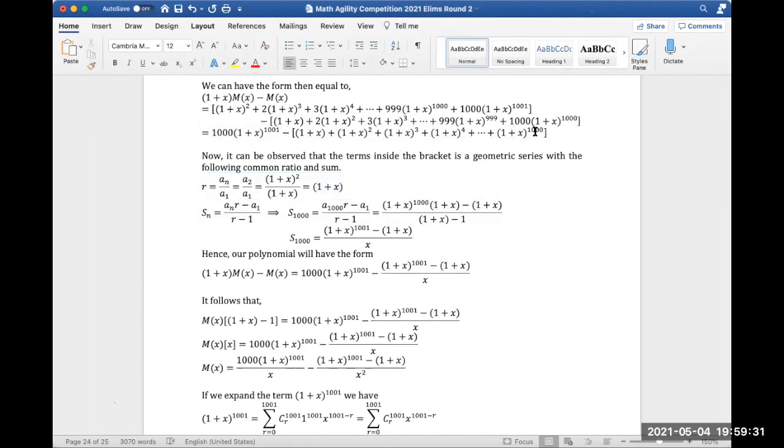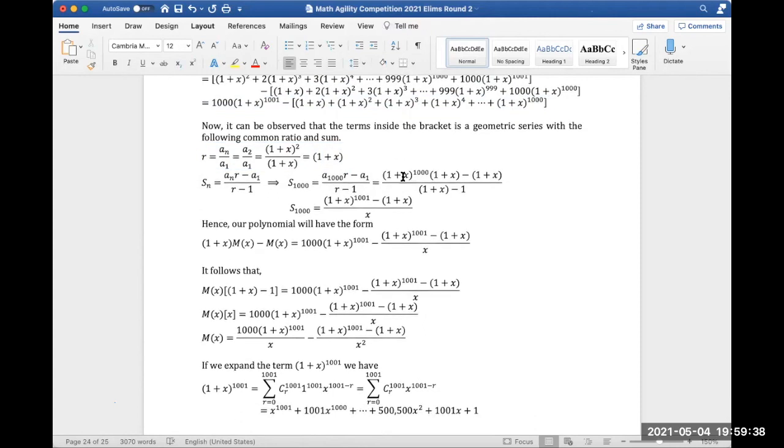Also, the 1,000 to the 999, we would also be getting this when we divide it or take the ratio. So we can actually simply get the sum of this geometric series here, whose equation is S sub n equals a sub n r minus a sub 1 over r minus 1. So S of 1,000, because there are 1,000 terms, is (1 plus x) to the 1,000, times (1 plus x) minus 1, all over x.